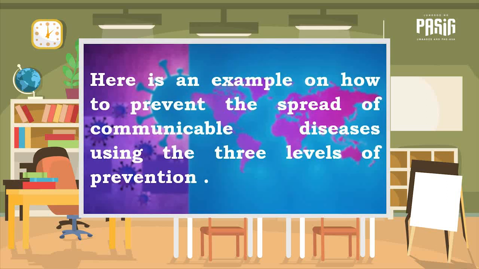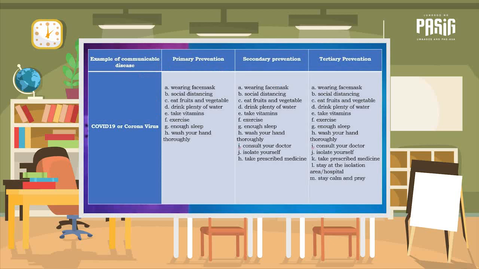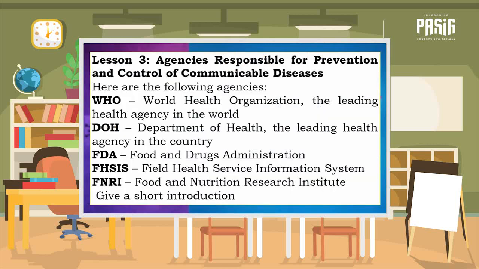Here is an example of how to prevent the spread of communicable diseases using the 3 levels of prevention. An example of a communicable disease is COVID-19 or the coronavirus. So here are the primary prevention, the secondary prevention, and the tertiary prevention. And now, let us proceed to Lesson 3.